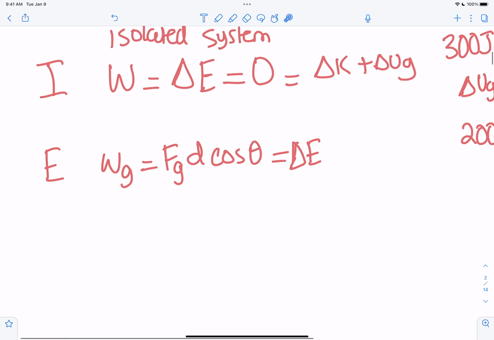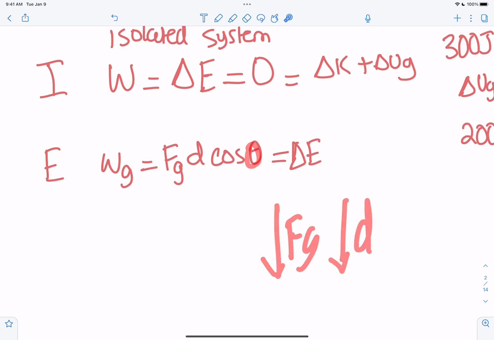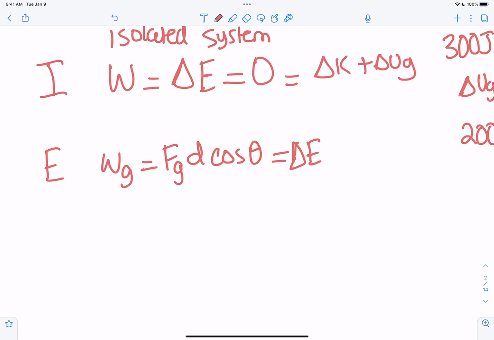So since we know that the angle here is 0 because the force of gravity is pointing in the exact same direction as our distance, right? Then we're going to see here a positive work, right? A positive work. So this might be an increase of, well, let's keep it consistent, an increase of 100 joules, right? And that's going to be a change in energy of 100 joules.